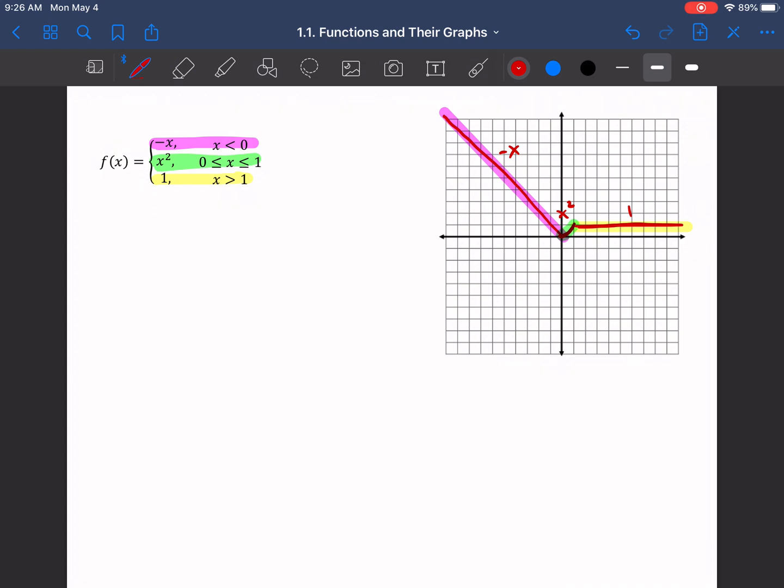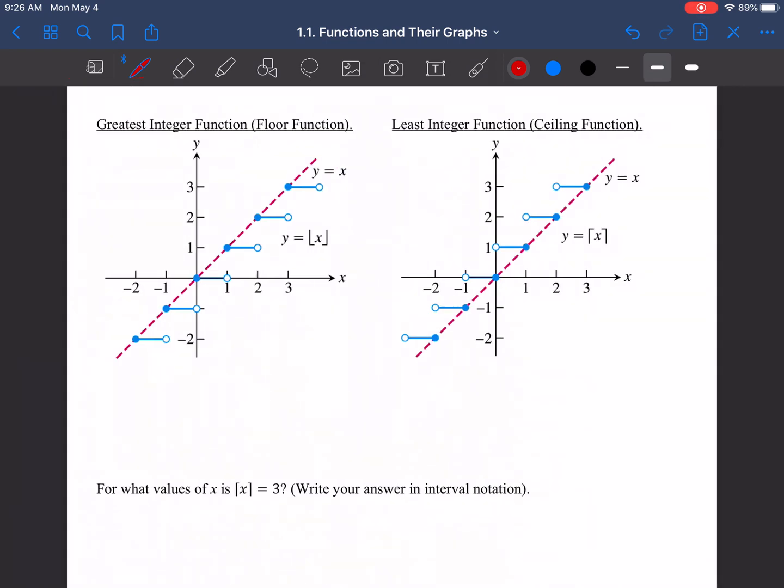All right, next we can have greatest integer functions, or floor functions. What this basically does is when you write it like that, you can see the little brackets. They look kind of like the square brackets, but only the bottom part is there. Essentially what it says is take the value of x, but always round it down.